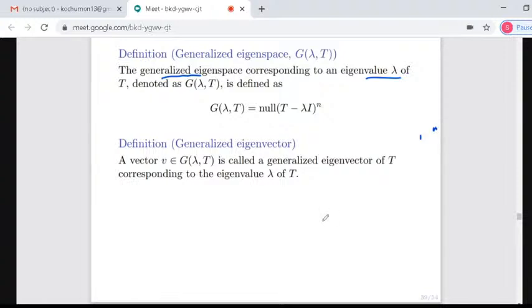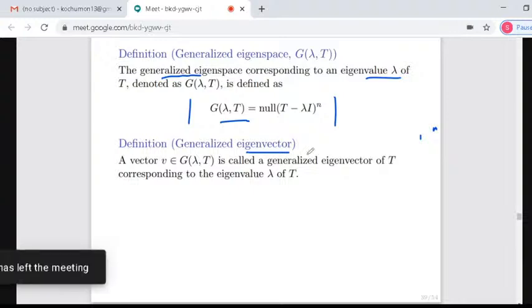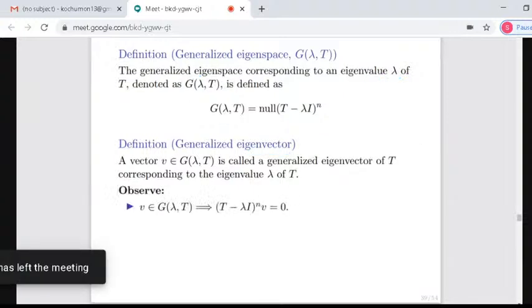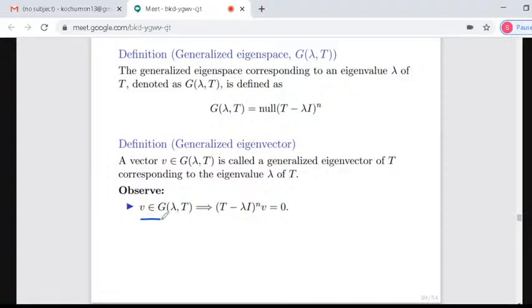Corresponding to that, any element in your generalized eigenspace, I will call a generalized eigenvector. Please keep this definition in your mind. This is very important. Any element in the generalized eigenspace is called a generalized eigenvector. Now, if you take any v in G_lambda(T), by definition we know that (T minus lambda I) to the power n v is equal to 0.